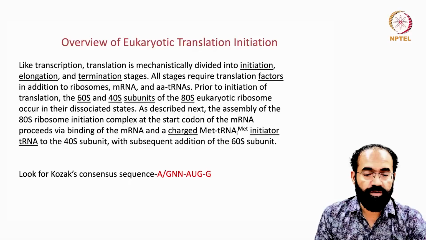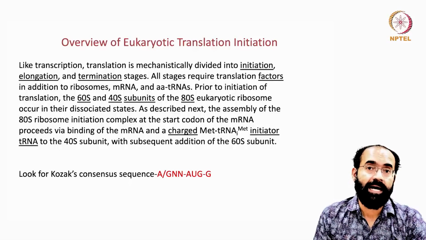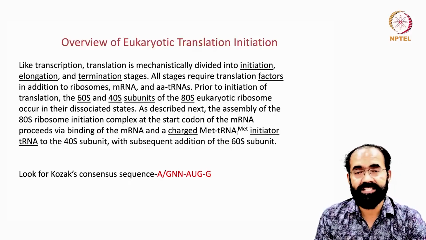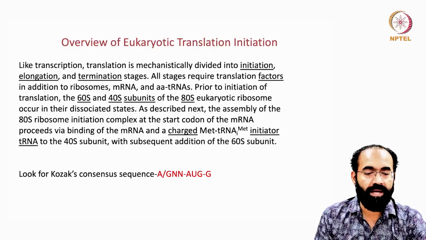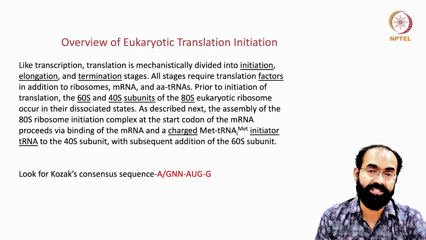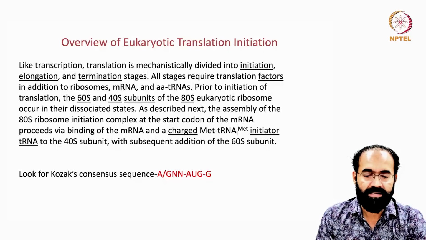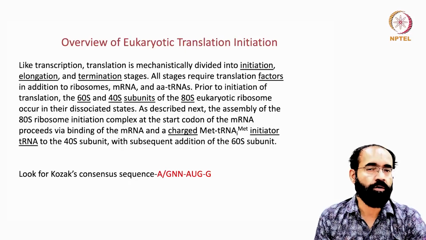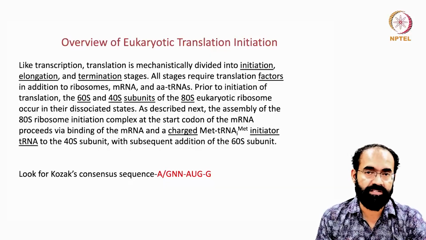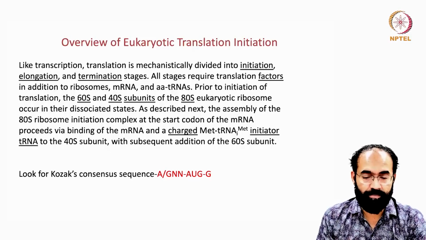So, if you look at the overview of eukaryotic translation, it has three phases: initiation, elongation and termination, similar to what we saw in the case of RNA transcription. Like transcription, that is RNA production, translation is mechanistically divided into initiation, elongation and termination stages, and all stages require translation factors in addition to ribosomes, mRNA and aminoacylated tRNAs. So, all these three are a must, and a lot of associated factors also come into the picture for the initiation, elongation and termination steps.